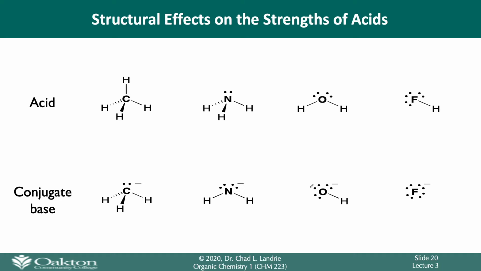But let's see if we can reason through this using this electronegativity principle. If we look at the atoms that are losing the hydrogen, those are the atoms that are in bold: the carbon atom, the nitrogen atom, the oxygen, and the fluorine. And I've written the conjugate bases down below.